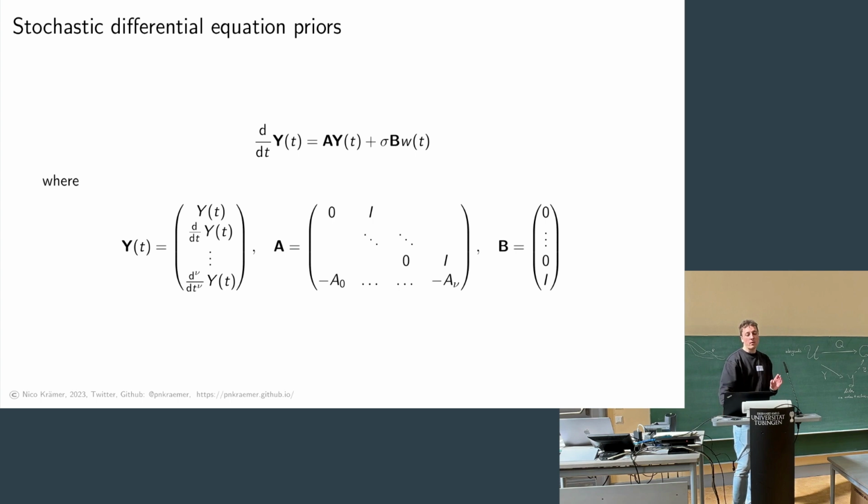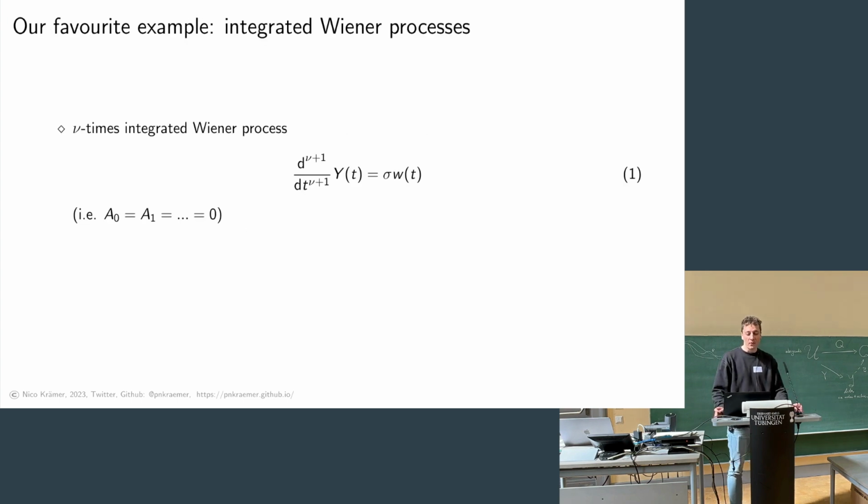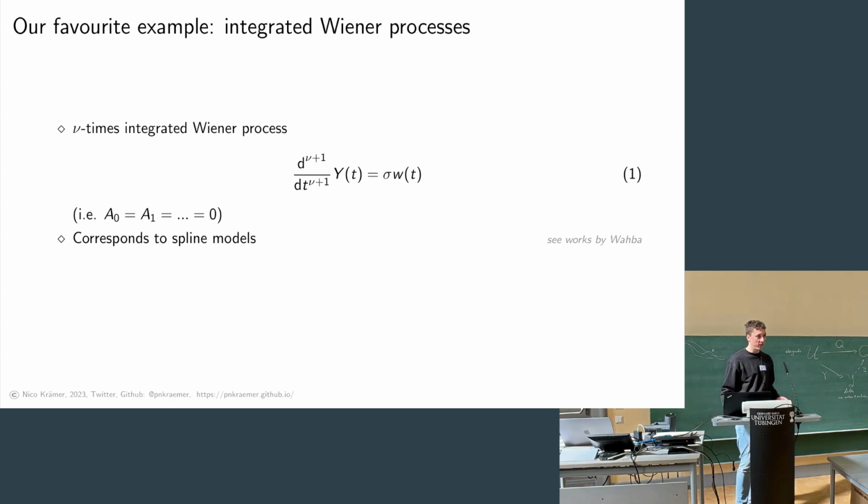And even though the whole setup works for general SDE priors like this, what we do in practice when we're solving ODEs is we only use integrated Wiener processes. So the integrated Wiener process, or the ν-times integrated Wiener process, is the solution of the SDE I showed you before, but all the matrices A are 0. So we have that the (ν+1)th derivative of y is basically equal to white noise. And the interesting bit about the integrated Wiener process is that it corresponds to spline models. So it's a very useful class of models which are super popular in, say, non-probabilistic numerical analysis.